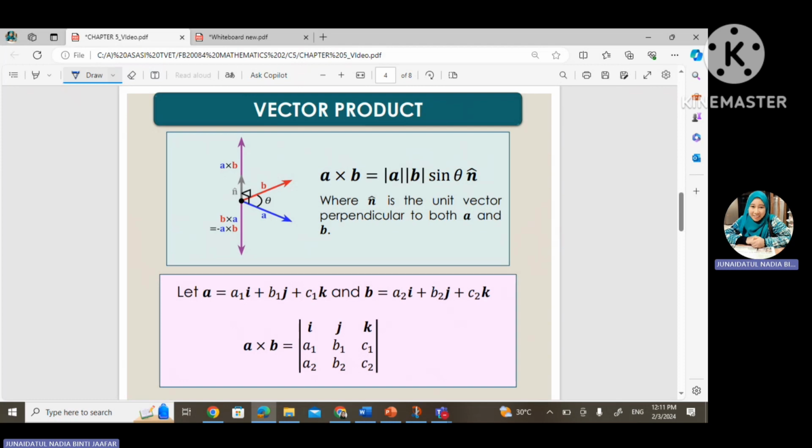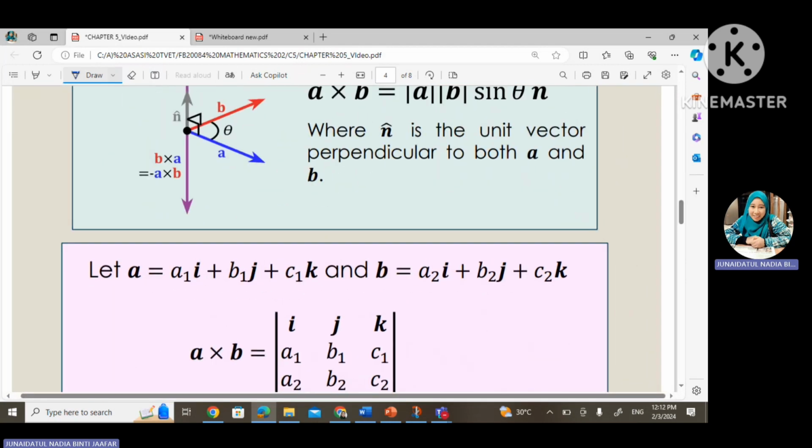So in this video, I will show you how to calculate the vector product between two vectors. Let's say we have two vectors. Vector A equals A1 i plus B1 j plus C1 k, and vector B equals A2 i plus B2 j plus C2 k.